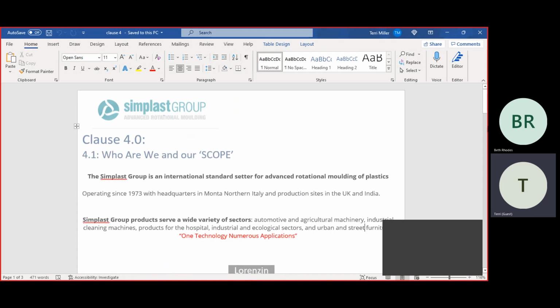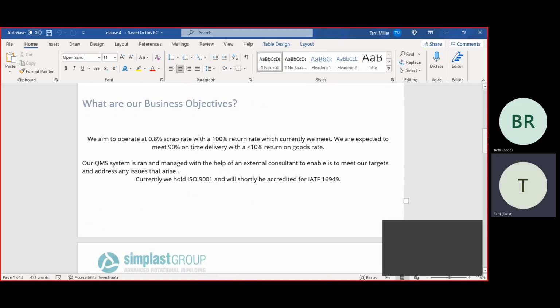So the next part of the clause is, what are our business objectives? Sorry, I lost my flow there. So basically, as a company, we aim to operate at 0.8% scrap rate with 100% return rate from customers, which we do currently meet, believe it or not. We do monitor all scrap using KPIs and analyse all data that comes in, but you'll see that further on in the clauses. We're expected to meet 90% on-time delivery with less than 10% return on goods rates. And again, we do meet that currently, and hopefully that never changes.